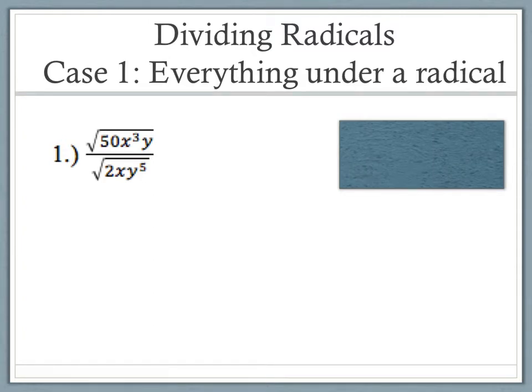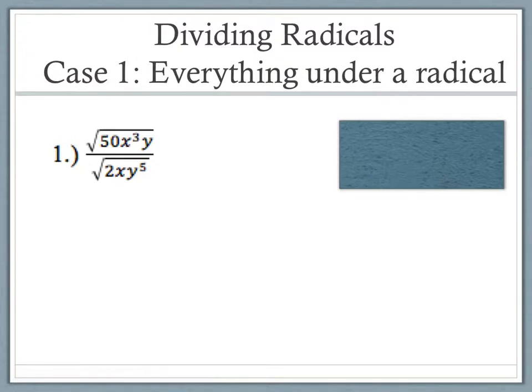Alright guys, so we're going to talk about dividing radicals. There's about three different cases, so we're going to talk about different things that you might see. Well, the first thing for case 1 is to see if we can divide everything. So if there's something that we can simplify on the top and the bottom, we're going to do that.